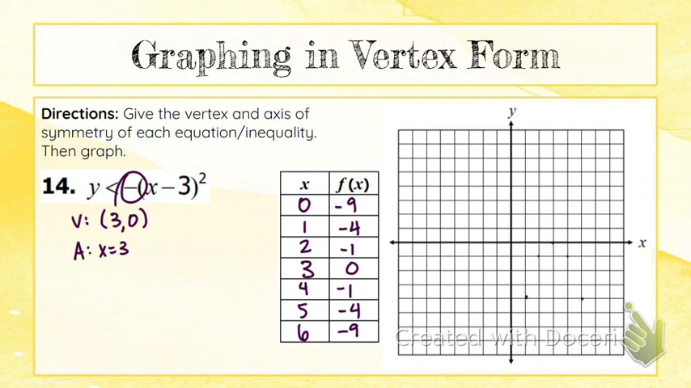And then remember that with inequalities, we have to look at our inequality symbol. This one does not have an equal to sign, so we're going to use a dashed line. And then we need to shade. This says less than, so we are going to shade the bottom of our graph. And that is all.